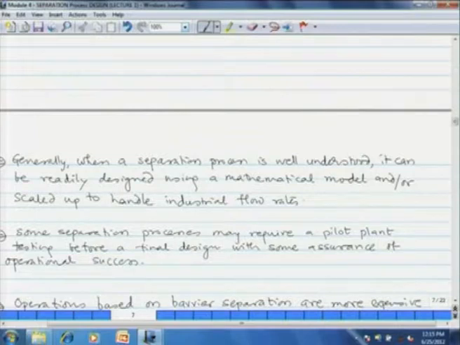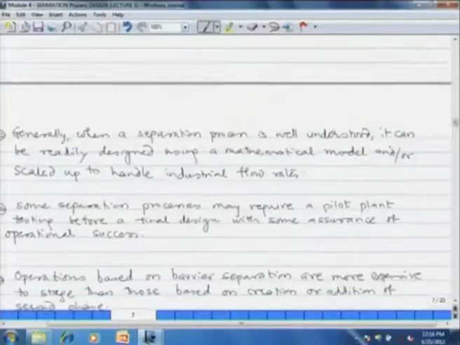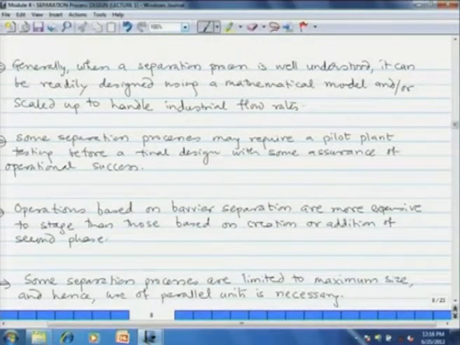Now, elaborate mathematical models are available for processes which have been in operation in the chemical industry for the last century, that is absorption, then liquid extraction, distillation. There are certain professional softwares which give very elaborate designs of these particular processes. So, once the mechanics of the process is understood, it is very easy to develop a mathematical model for that particular process and then scale up according to the simulation results using the mathematical model. Some separation processes may require pilot plant testing before final design, with some assurance of operational success.